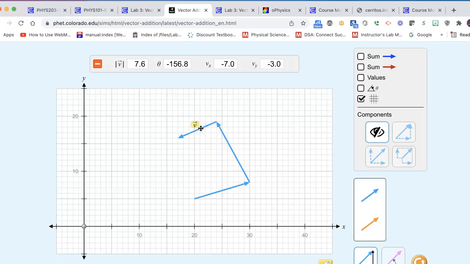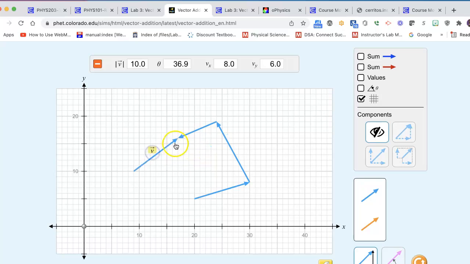Again, you can see that this vector has an angle of negative 156.8, measured from the positive x-axis clockwise. My angles will not be negative, they will be positive, because I am measuring in this direction. Then you need to take your angle minus 360 to get the angle on the simulation.